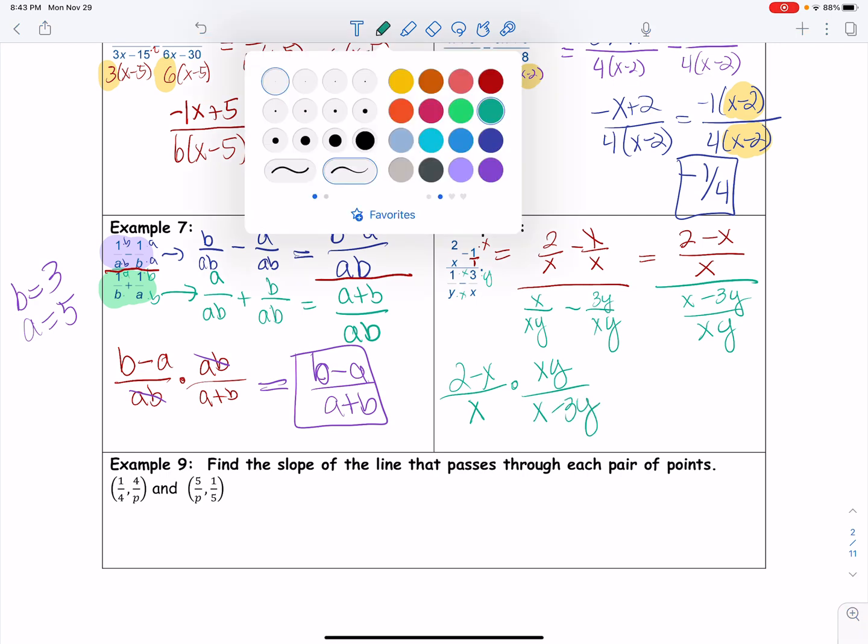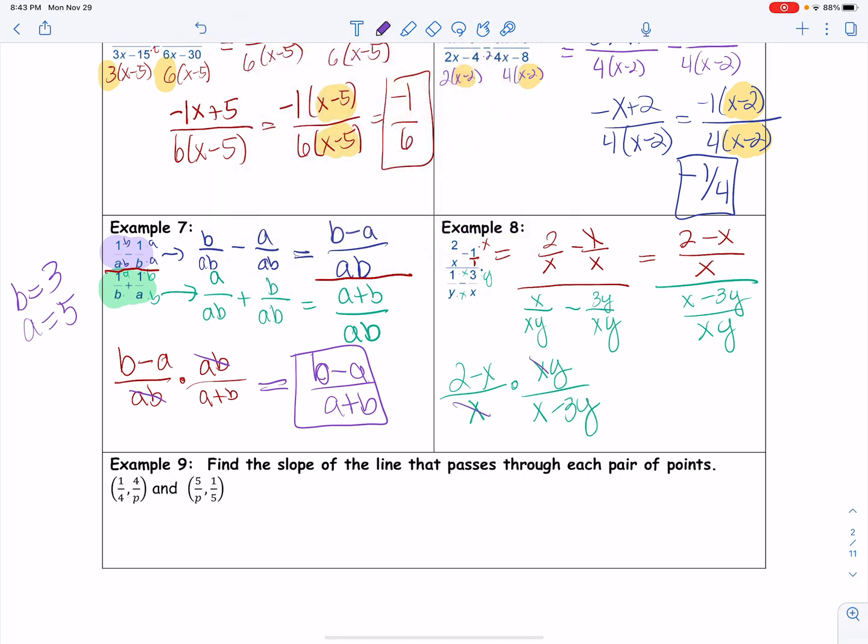So now if you look at this, my x's would cancel, and I end up with y times (2 minus x) over x minus 3y. That is my final answer. I can't do any simplifying with that.